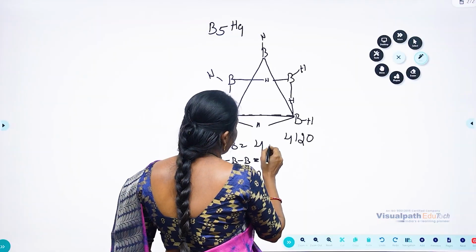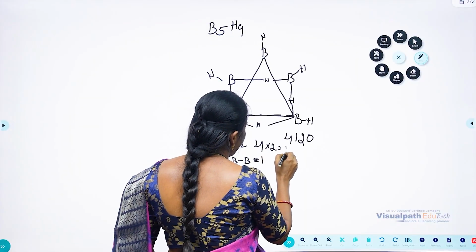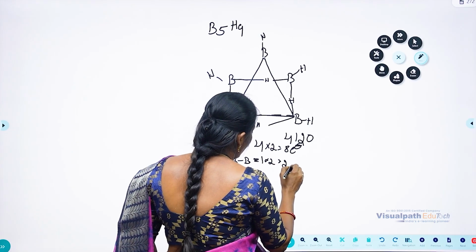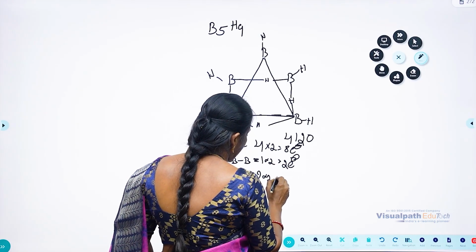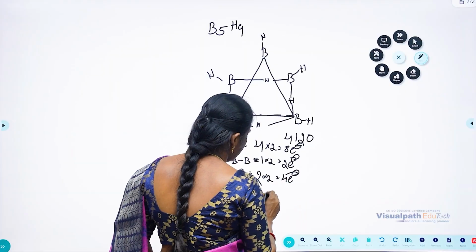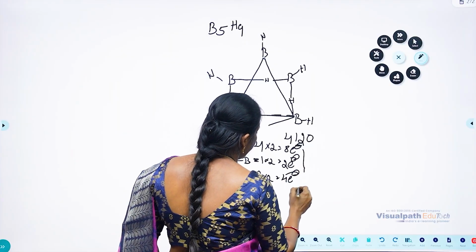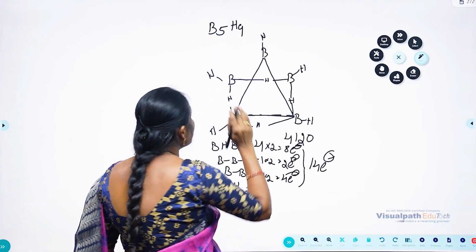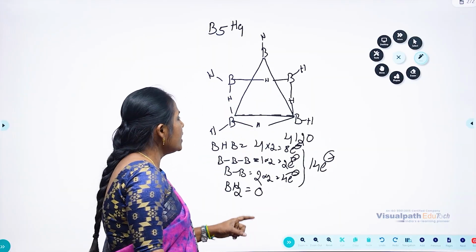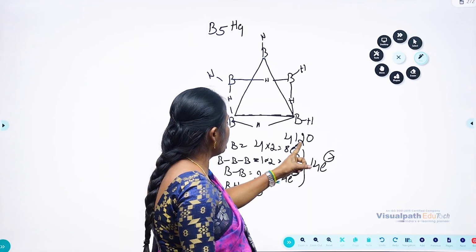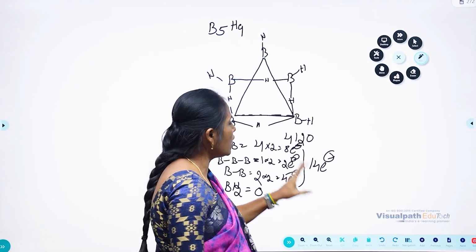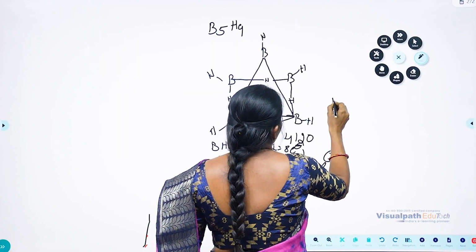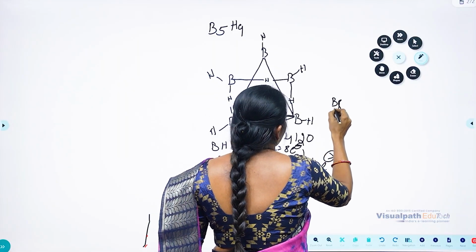So how many electrons are there here? It is 8 electrons, and here 2 electrons, and 4 electrons. It is 0. Means in total 14 electrons are possible in that B5H9 molecule. The syntax number is 4120 and the total number of electrons is 14. Next we go to another one, that is B5H10.